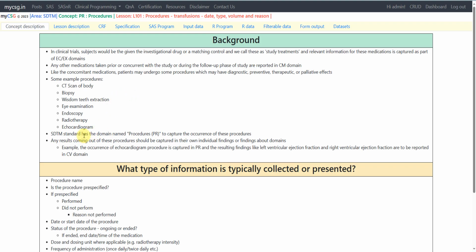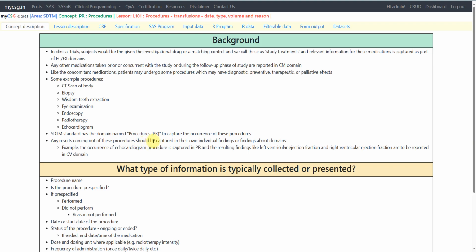The SDTM standard has a domain named procedures to capture the occurrence of these procedures. If it is investigational drug related information, we capture it in EC or EX. Any other medications, we capture in the CM domain. If it is an intervention that is a procedure, we capture it in the dataset called procedures, abbreviated as PR. Any results coming out of these procedures should be captured in their own individual findings or findings about domains.